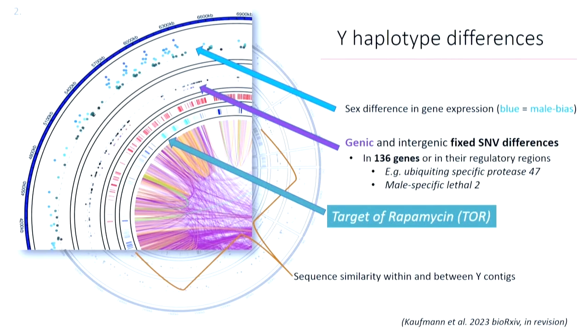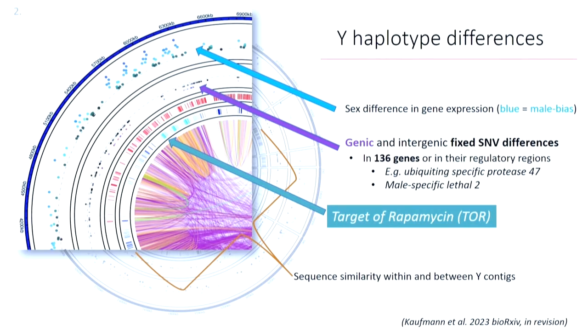So through this work, we could see that the C. macrolactus Y chromosome actually has high gene density and a lot more genes than we would expect, for example, based on the knowledge from Drosophila melanogaster. So we find about 400 genes overall there. And what we find is that when we look at the fixed differences between these two different haplotypes, there are about 136 genes that have fixed SNPs.